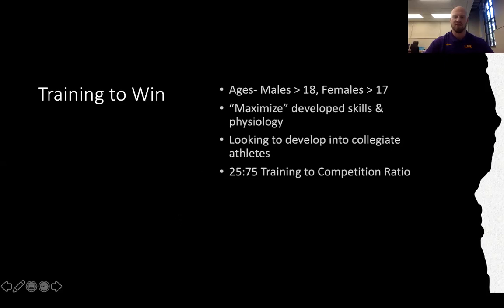And then training to win. Males aged greater than 18 and females greater than 17. So the rest of your athletic career, from late high school, college, and professional if you make it. In this stage, they want to maximize developed skills and physiology, looking to really develop those into collegiate athletes and be great competitors at that time frame. And then this will be a 25 to 75 training to competition ratio, so it's really focused on competing and winning games.